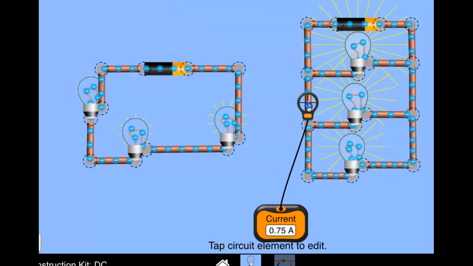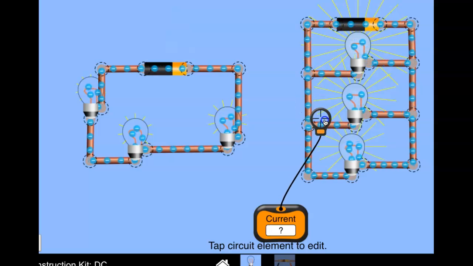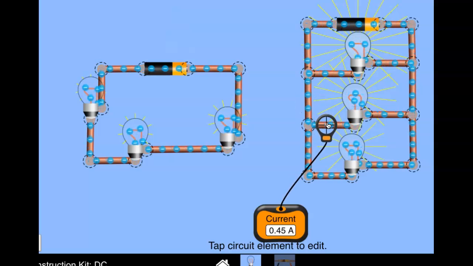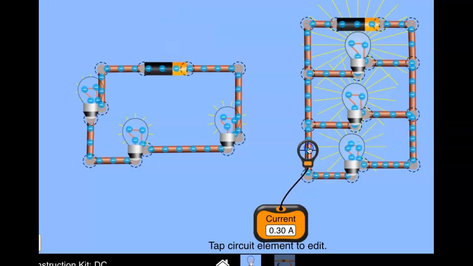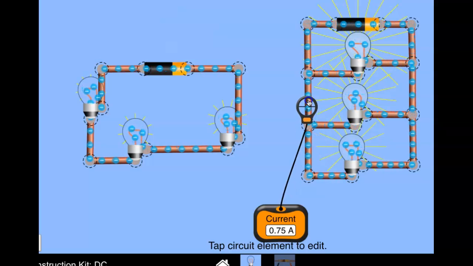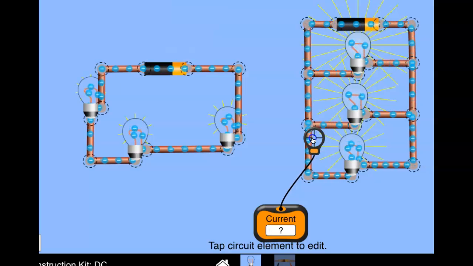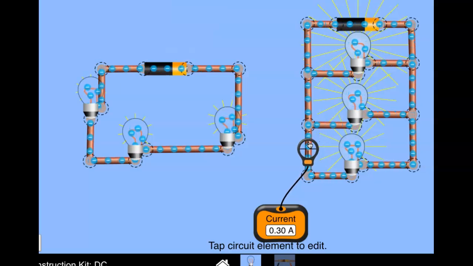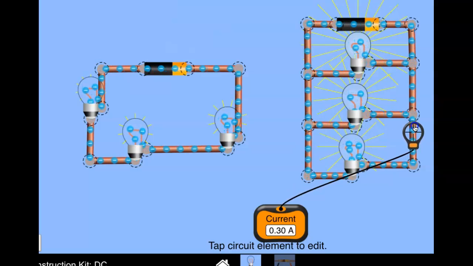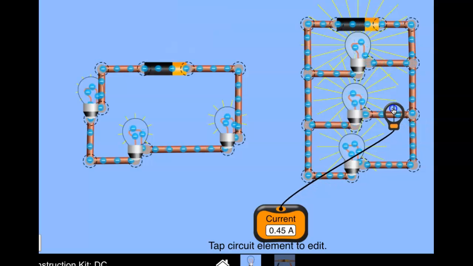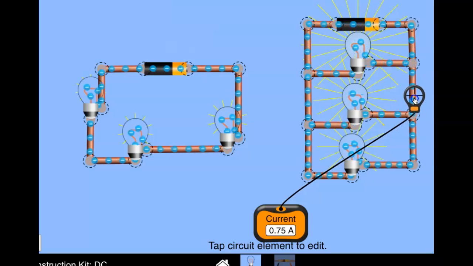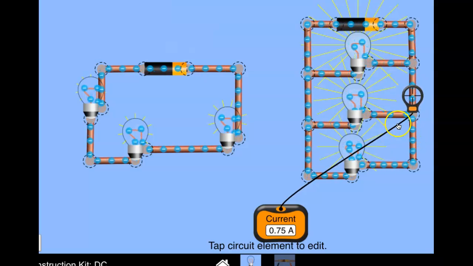And I can apply that here. So let's talk about this junction. So going into it, we see 0.75 amps. Over here is 0.45. Over here is 0.3. So 0.75 equals 0.45 plus 0.3. That is true. It works on the other side of the circuit too. So going into this point is 0.3, going into this point is 0.45. Coming out of this point is 0.75. 0.3 plus 0.45 is 0.75.